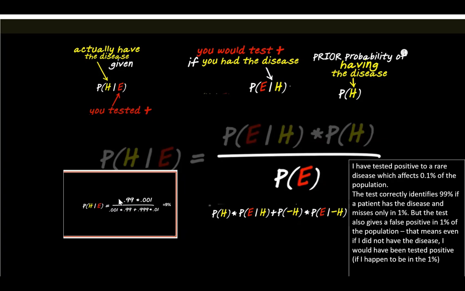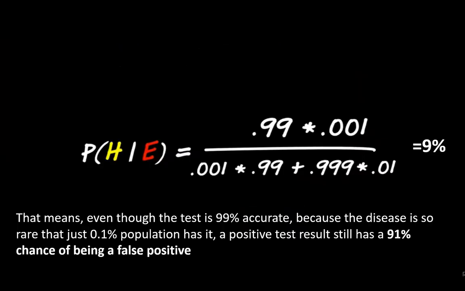So if you multiply 0.99 into 0.001, divided by the sum of these two, 0.001 into 0.99 plus 0.999 into 0.01, and calculate using a calculator or Excel, you'll get about 9%. So what does it mean? It means that even though the test is 99% accurate, because the disease is so rare that only 0.1% has it, a positive result still has a 91% chance of being a false positive.